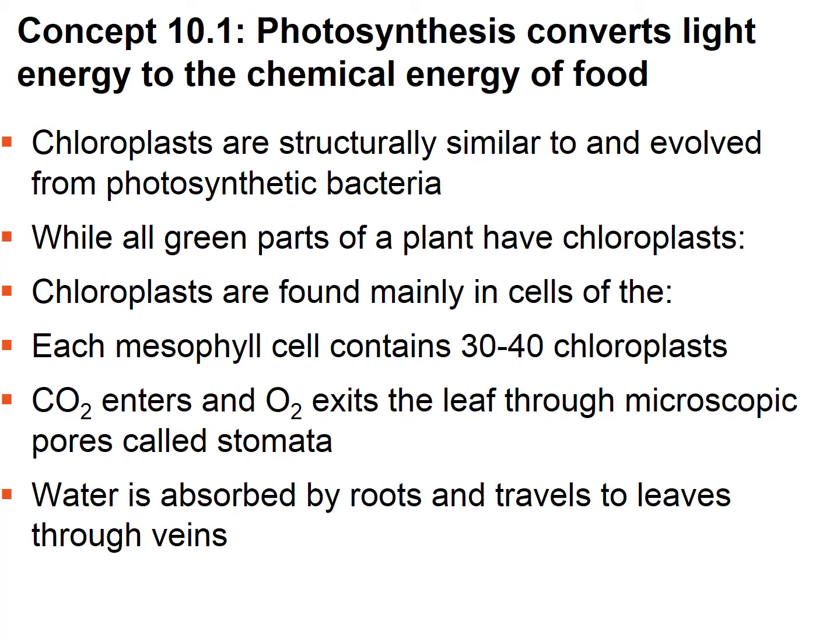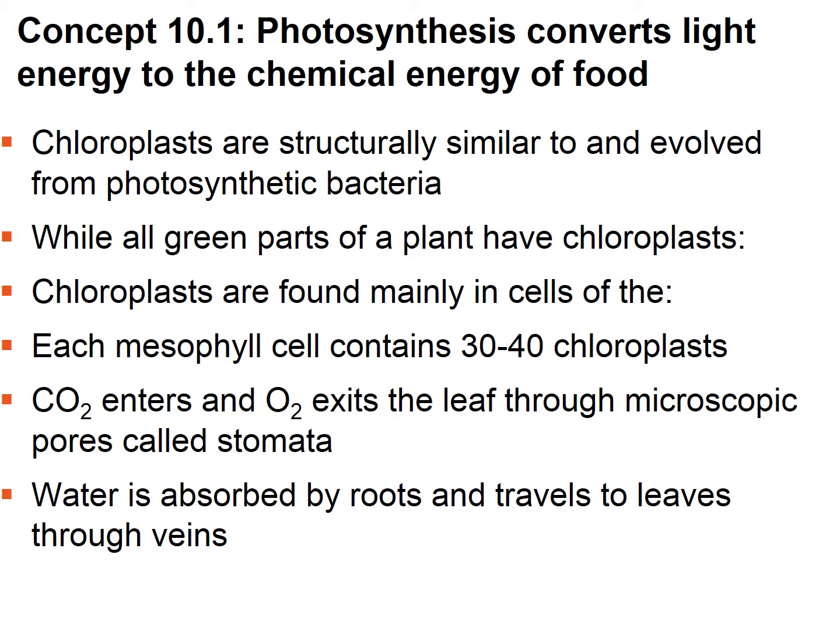Chloroplasts, which are the structures where photosynthesis occurs, are structurally similar to and evolved from photosynthetic bacteria. While all green parts of a plant have chloroplasts, the majority of photosynthesis occurs in the leaves. Chloroplasts are found mainly in cells of the mesophyll. Each mesophyll cell contains between 30 and 40 chloroplasts.